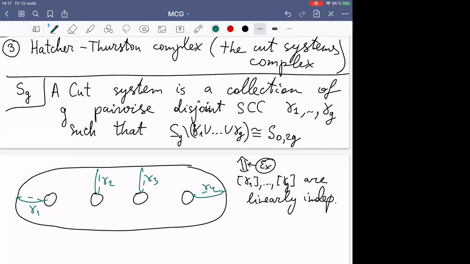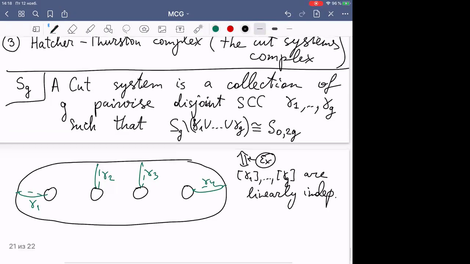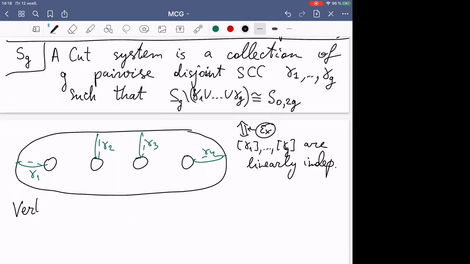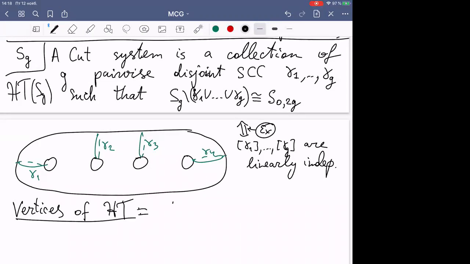So here we have an example of a cut system: 4 curves, and the complement has genus 0. Again, well, now the vertices of the Hatcher-Thurston complex, let it be HT of S_G. Vertices of this complex are isotopy classes of cut systems.